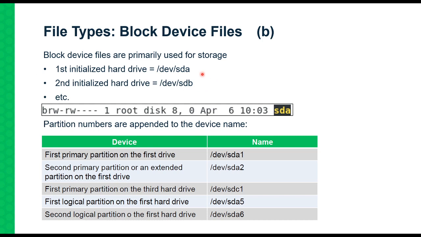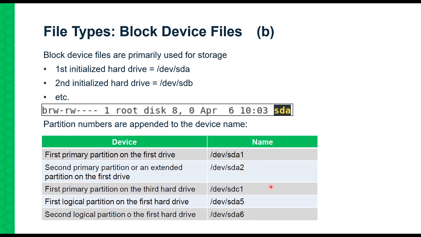So once we want to create the partitions, our partitions have their own naming conventions, and the partition numbers are appended to the device name. So our first primary partition on SDA will be called SDA1, and once we create a second partition or even an extended partition on the first drive, it will be called SDA2.